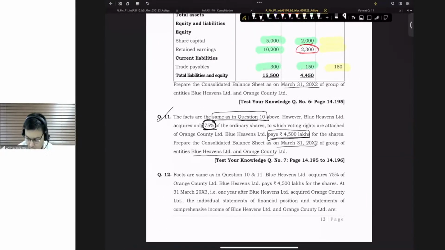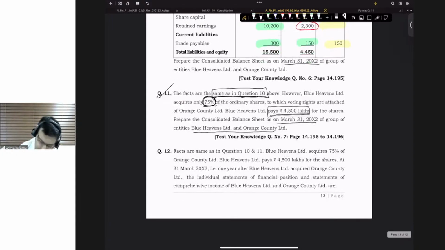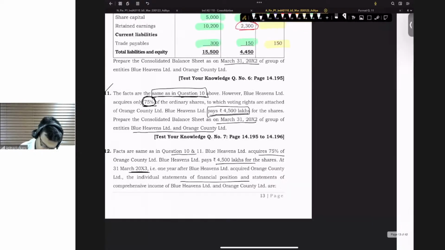That is question number 12, which is an extension of 10 and 11. Okay, it's a good thing. So step by step, you can see how the impacts are getting adjusted. Okay, so facts are same as in questions 10 and 11. Blue Heavens acquires 75% of Orange County Limited by paying 4,500 lakhs for the shares. At 31st March 20x3, now this is after the date of acquisition. That is 1 year after Blue Heavens acquired Orange County. The individual statements of financial position and statements of comprehensive income of Blue Heavens and Orange County Limited are as under.